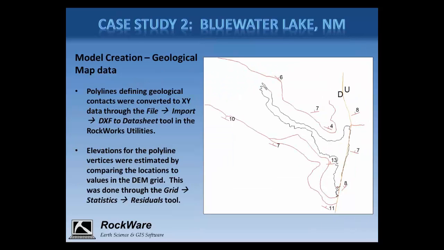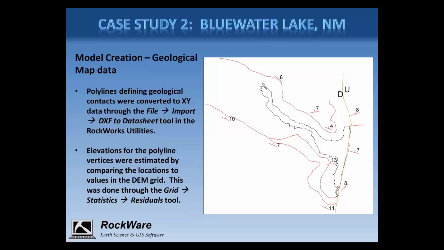The first step was to convert the geological contacts in the CAD map into data that could be used to create the stratigraphic grid surfaces. We did this by importing each DXF polyline into the RockWorks Utilities datasheet through the File Import DXF menu. This converted the vertices and the polylines to XY points. We then extracted the ground surface elevation at each XY point from the DEM through the Grid Statistics Residuals tool. This gave us a list of XYZ values along each contact that could be used in conjunction with the water well data to generate gridded surfaces.